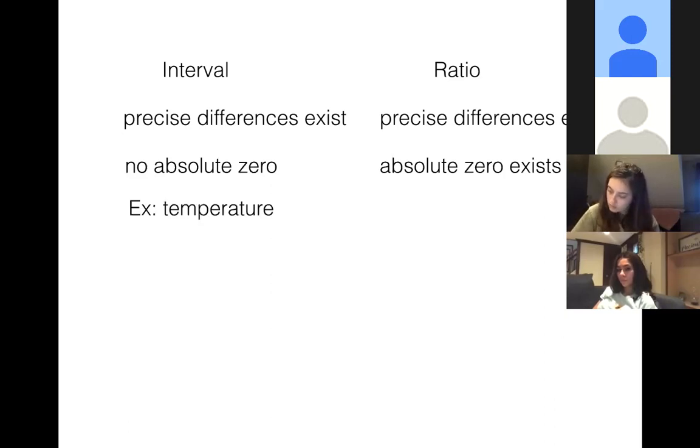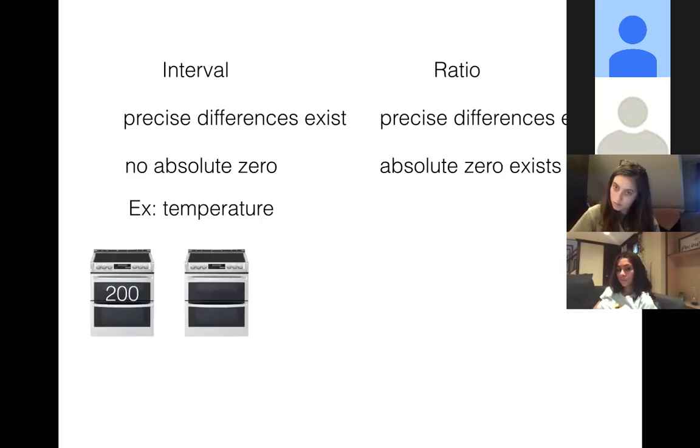A good way to get our head around it, if we think of an example of interval data, would be something like temperature. If we have 2 different ovens, one at 200 degrees and another at 400 degrees, can we finally say that there's a difference? 400 and 200 degrees is a precise difference, it's 200. Is that fair? We can do that, totally legal. Now, for interval data, I have to meet 2 definitions. I have to have precise differences, which I just met, and I can't have absolute zero.